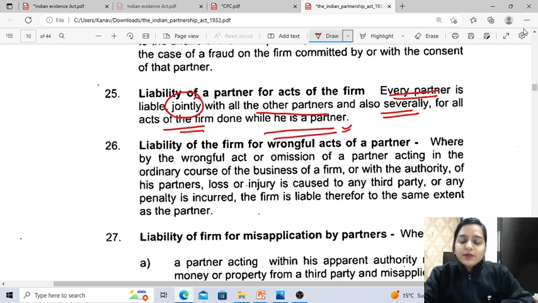Now, what is the liability of the firm for the wrongful acts of a partner? Where the wrongful act or omission of a partner acting in the ordinary course of the business of the firm or with the authority of his partners causes loss or injury to any third party, or any penalties are incurred, the firm is liable therefor to the same extent as the partner.